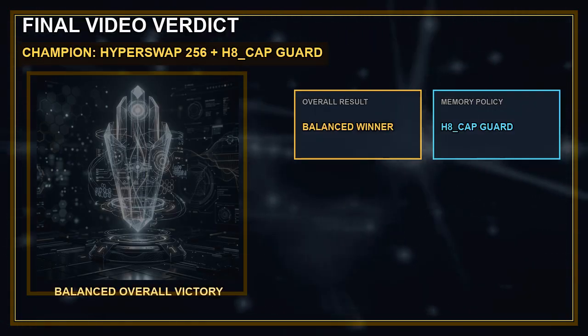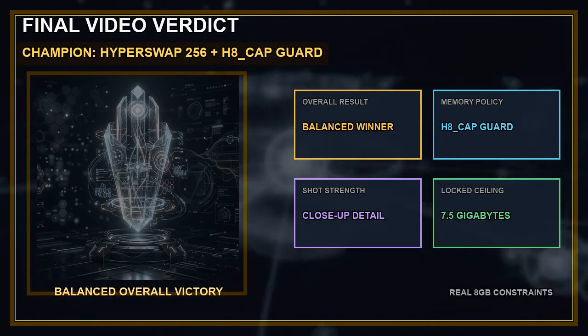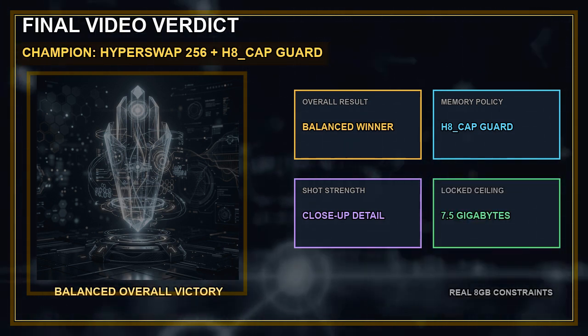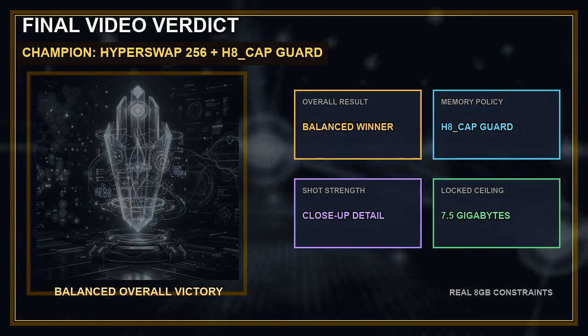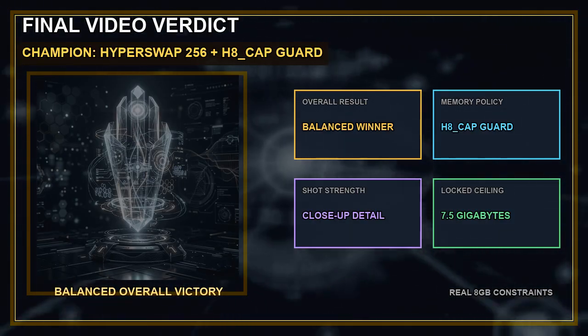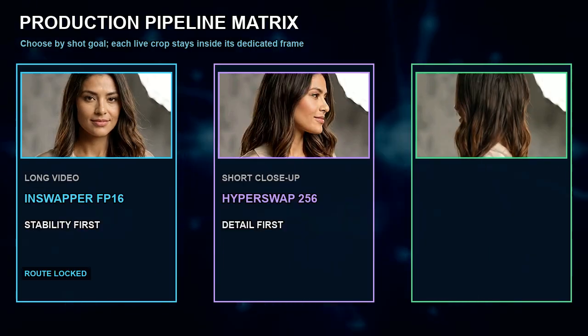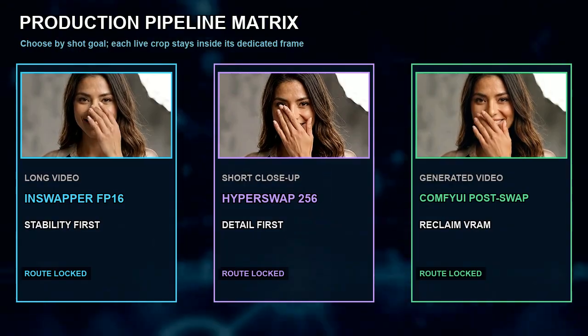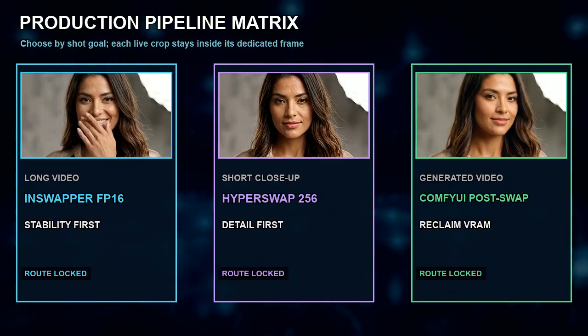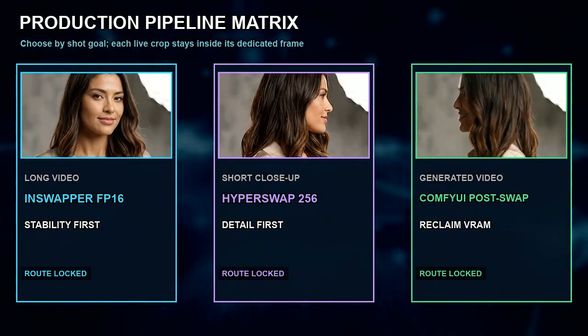Next, the final video verdict. Across all benchmark evidence under real 8GB constraints, HyperSwap 256 combined with the H8CAP memory guard takes the balanced overall victory. Production routing: INSwapper FP16 for long video stability, HyperSwap 256 for close-up detail, and ComfyUI post-swap when VRAM is reclaimed.